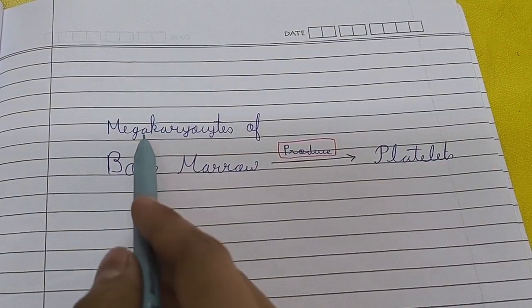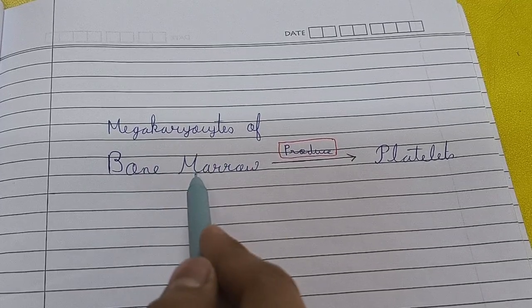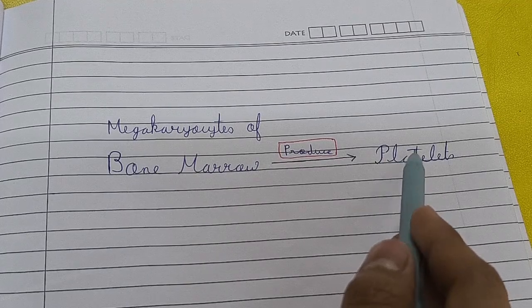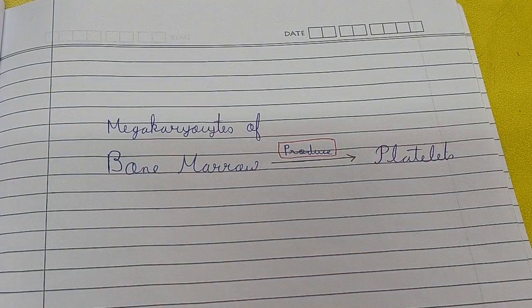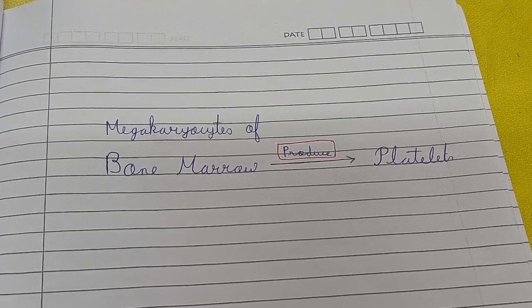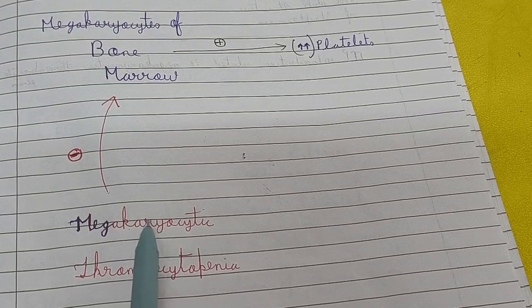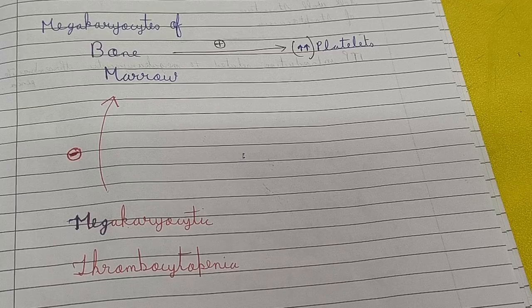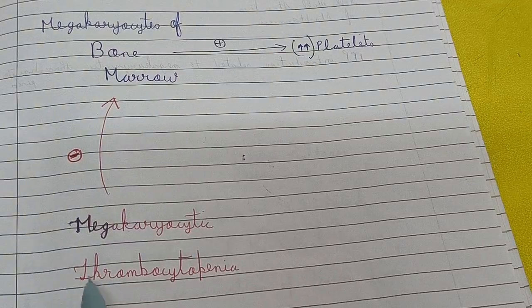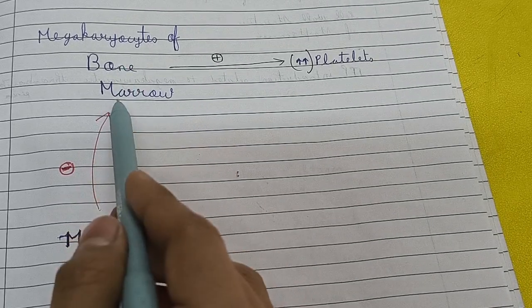So friends, as you already know, in bone marrow megakaryocytes are there, and these megakaryocytes produce platelets. So this is the normal situation, and you should also know that ITP, immune thrombocytopenic purpura, is a type or class of megakaryocytic thrombocytopenia. In megakaryocytic thrombocytopenia or ITP the platelet count is low, as you already know, and this gives a negative regulatory signal to the megakaryocytes of the bone marrow.